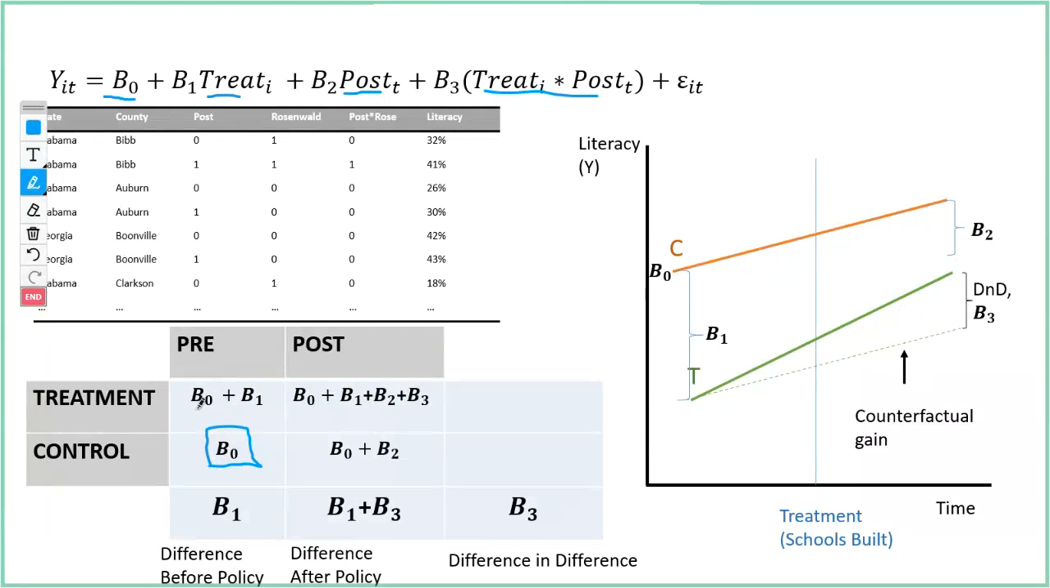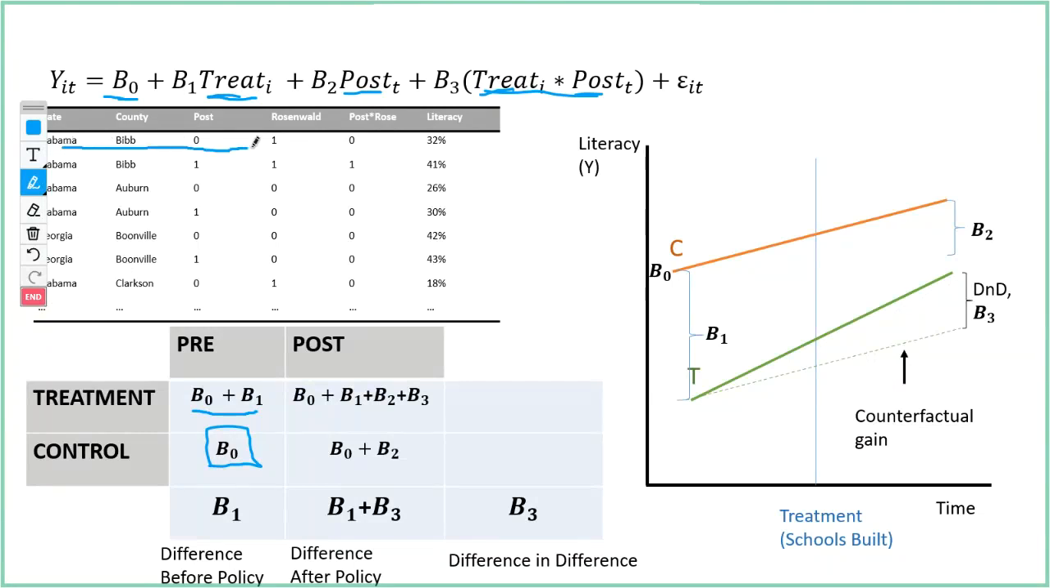The average literacy rates of treatment schools beforehand, before Rosenwald schools were built, can be thought of as beta 0 plus beta 1. The constant term, beta 0, applies to everyone. That's the intercept that gets applied to all observations. For treated schools before any Rosenwald schools were built, their value of treat is equal to 1. So the value of beta 1 gets applied to those schools as part of their predicted value. However, this is before Rosenwald schools were built, so their value of post is equal to 0, and thus their value of the interaction term is equal to 0, because treated is equal to 1 multiplied by post, which is equal to 0.